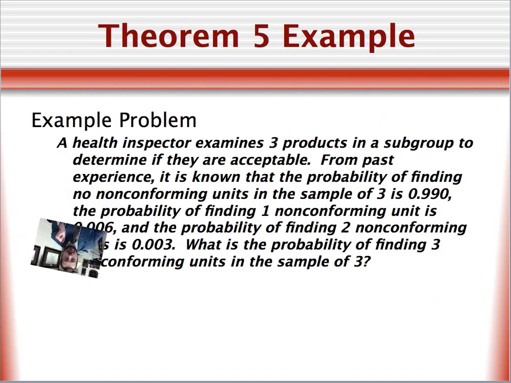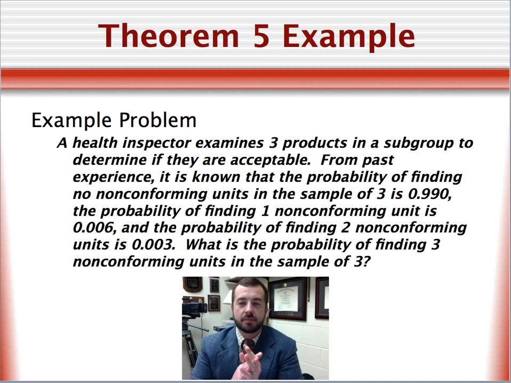Okay, so the last problem for the day. Suppose a health inspector examines 3 products in a subgroup to determine if they're acceptable. From past experience, it is known that the probability of finding no non-conforming units in the sample of 3 is 0.990. The probability of finding 1 non-conforming unit is 0.006. And the probability of finding 2 non-conforming units is 0.003. What is the probability of finding 3 non-conforming units in the sample of 3? Take a minute to figure this one out.